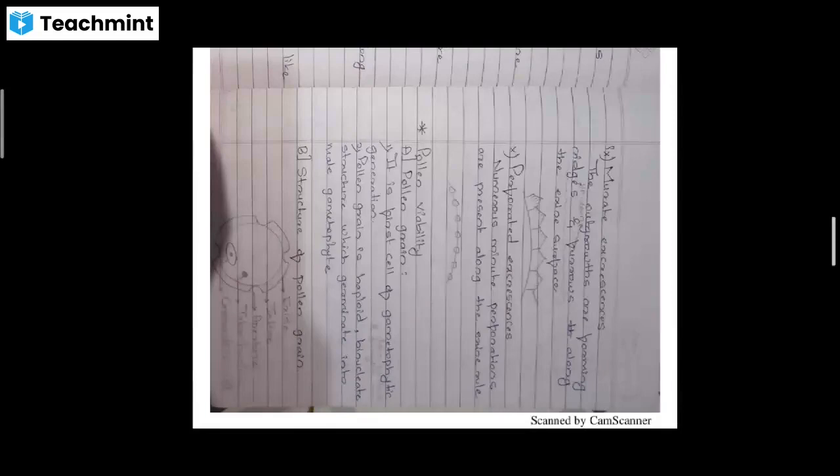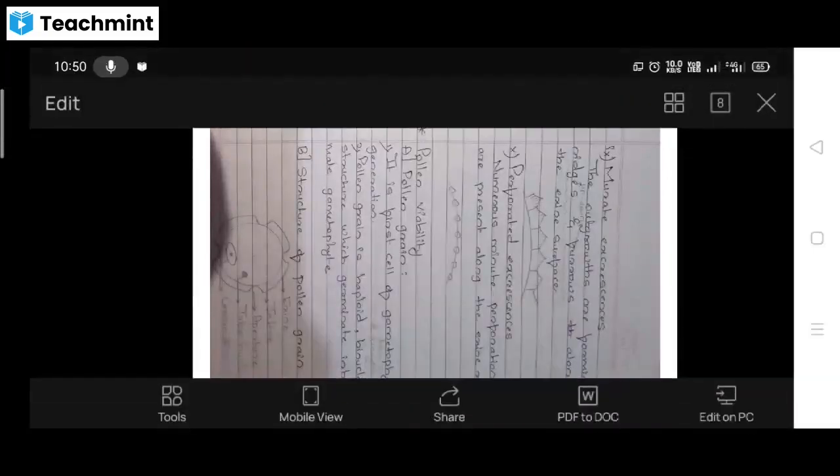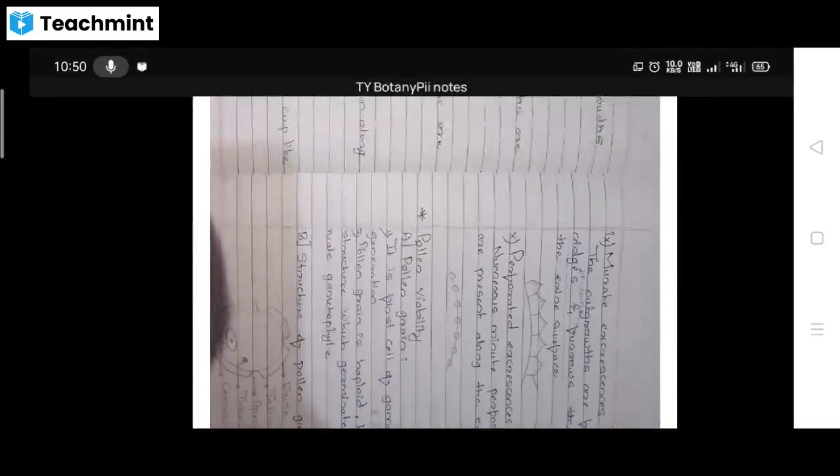Then perforated excretion. Numerous spores or perforations are present along the exine layer, at that time it is called as perforated excretion. Small holes are present on the exine layer, at that time it is called as perforated excretion. So these are the different types of excretions which are present on the outer layer of this exine layer. So this is about the pollen morphology.